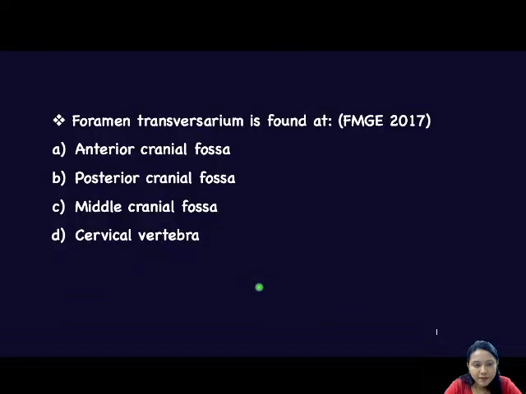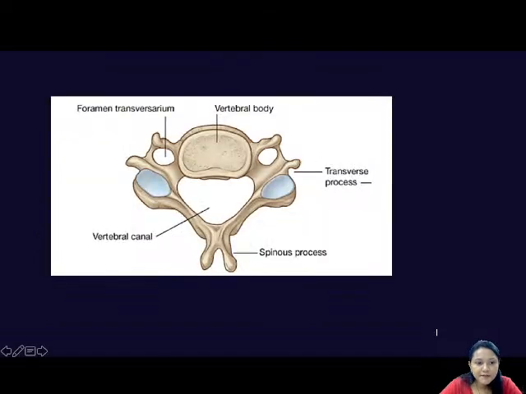Let us try to answer this question. Where is the foramen transversarium found? Anterior cranial fossa, posterior cranial fossa, middle cranial fossa, or cervical vertebra? Anybody who wants to answer this? You have heard about it. It is found in the cervical vertebra. You can see that this is the foramen transversarium, which is found in the cervical vertebra.